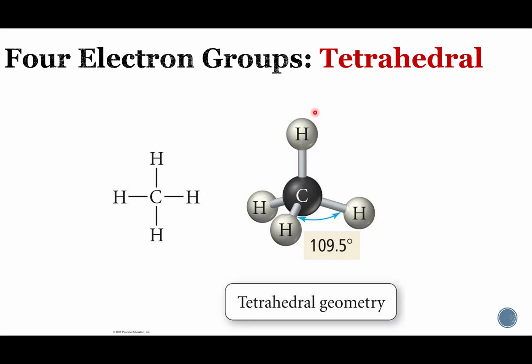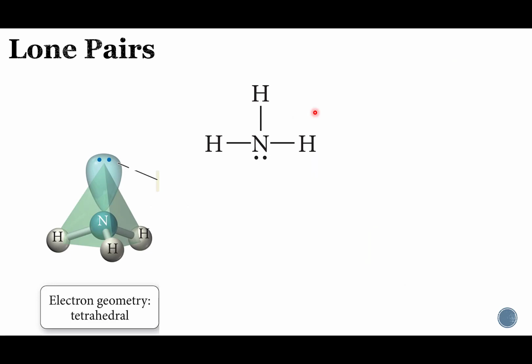So those are the first 3: linear, trigonal planar, tetrahedral. But up until this point, all of the molecules that I've showed you have only bonding groups. When we have a lone pair, we have a little extra step, a little extra wrinkle that we have to talk about. So let's look at our ammonia, our NH3 molecule.